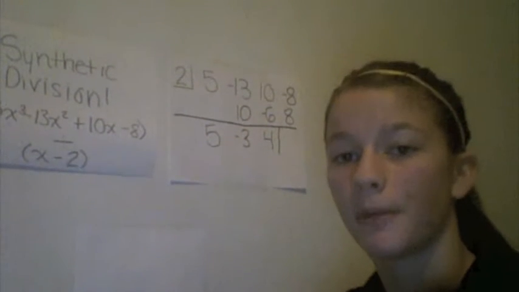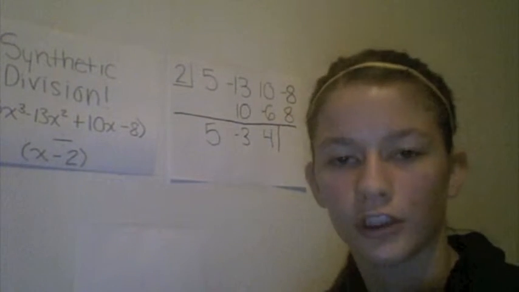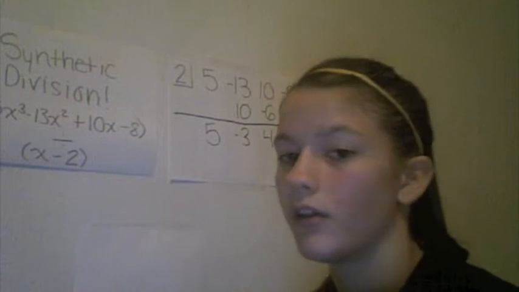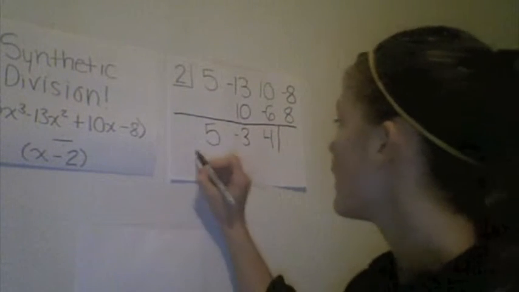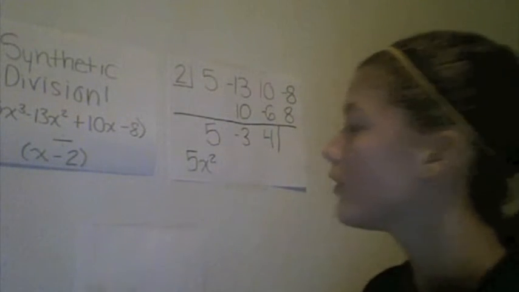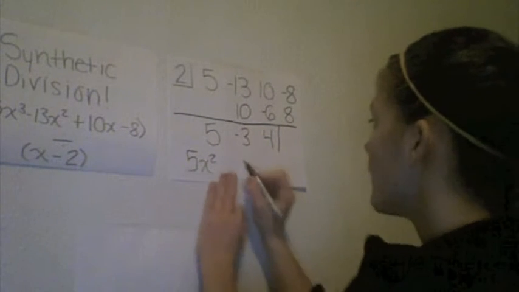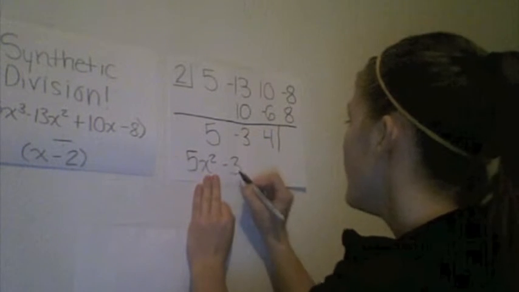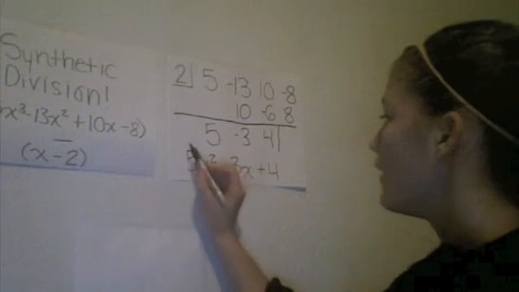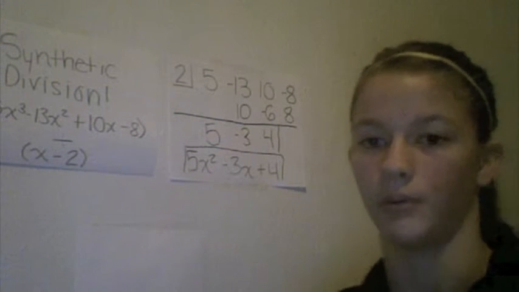So for the final step, I have to take the numbers along this bottom row, which are the coefficients of the quotient. Then I have to start with the power that is 1 less than the degree of the dividend. So I get 5x squared, and the squared is because it is 1 less than what I started with, and then the rest is negative 3x plus 4. And this is my answer to my synthetic division problem.